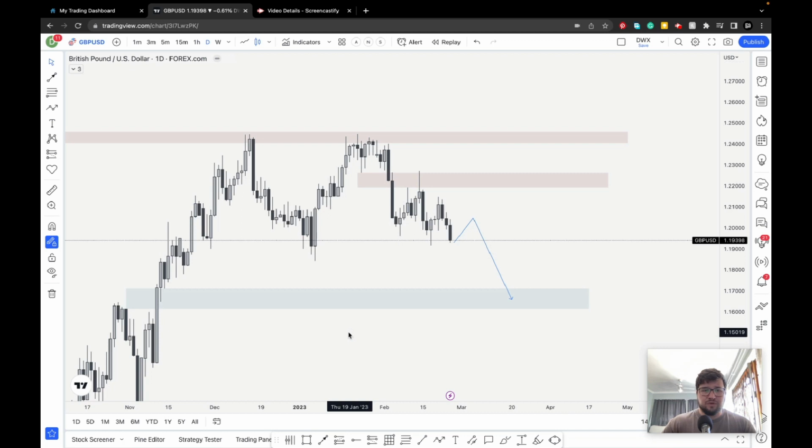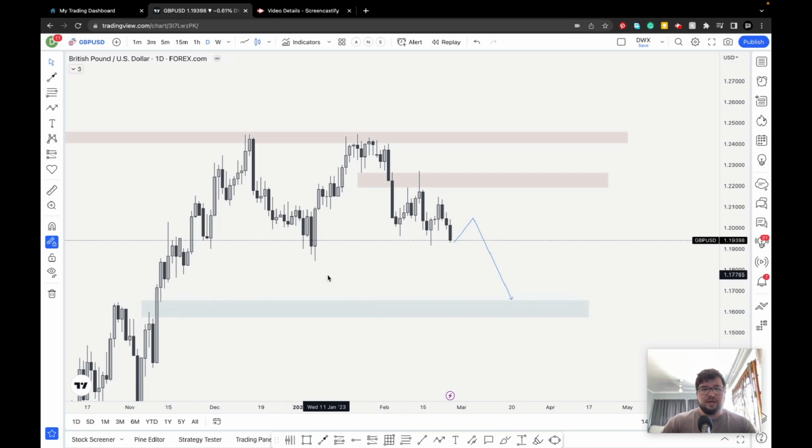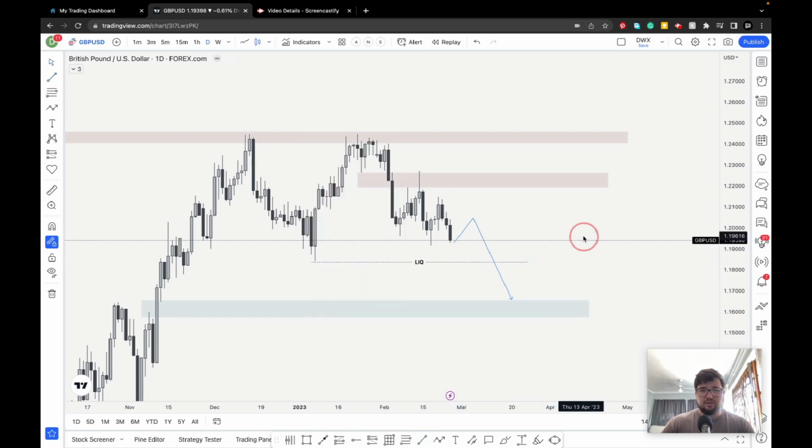here we can see a few different things as well. We can just refine that towards daily imbalance right over there. And then on the daily, we have a few areas of liquidity. So let's just mark that as liquidity.